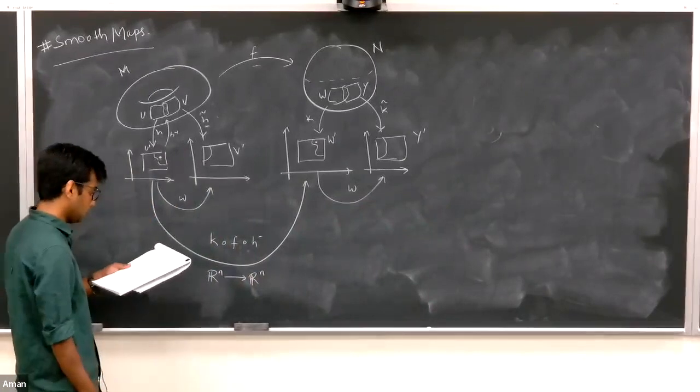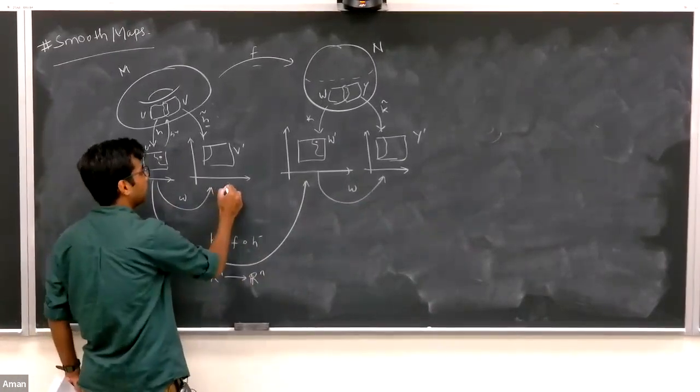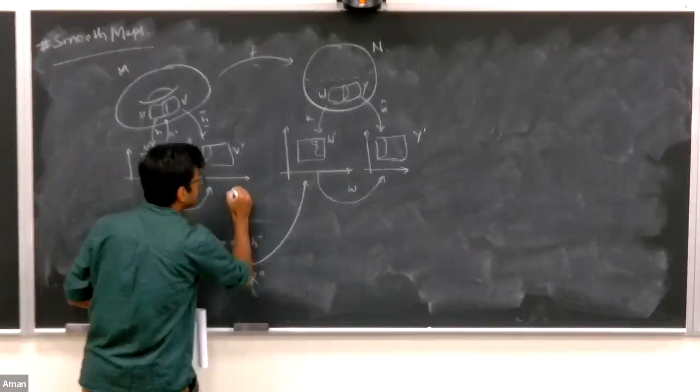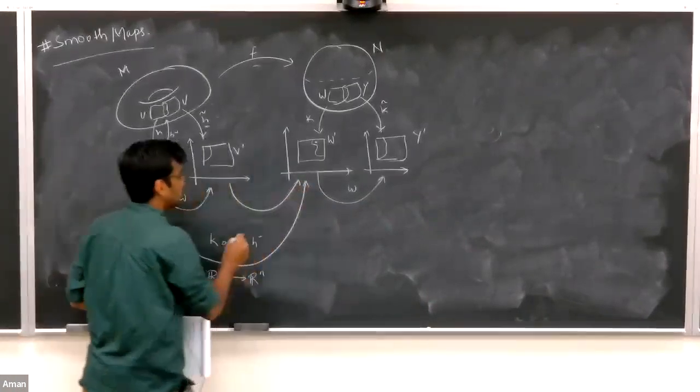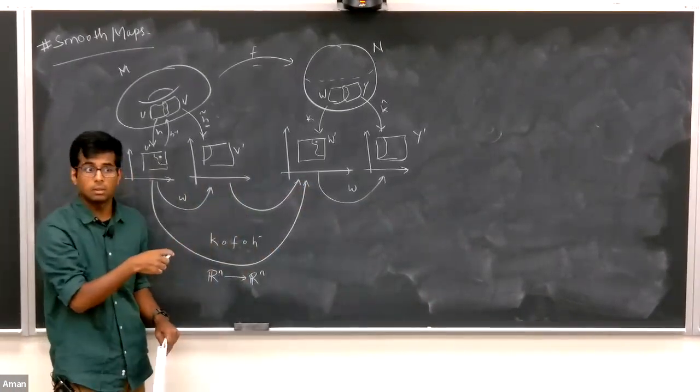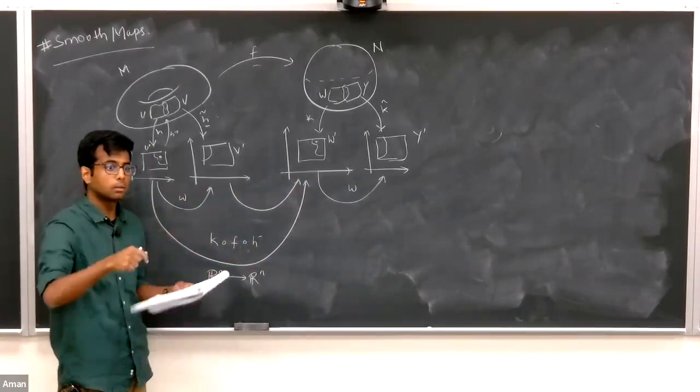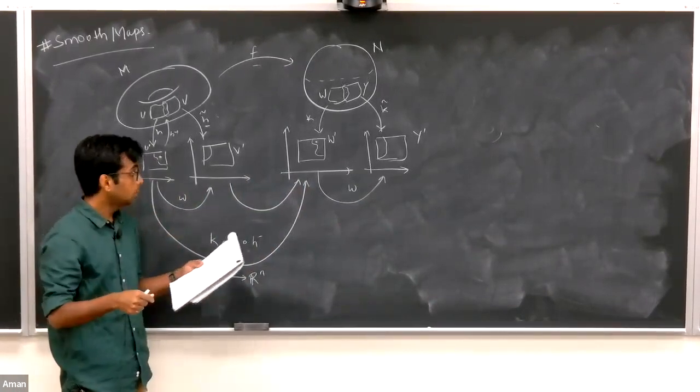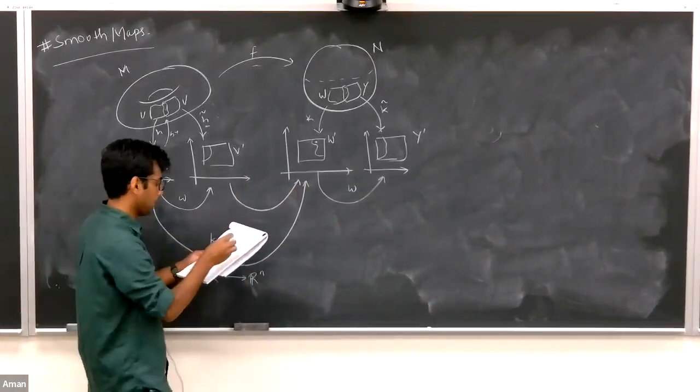And similarly, what you can then do is define a similar transition map from here to here as well. Anyone want to take a guess on what this one is? Same thing, right? So, which is inverse. Yeah.